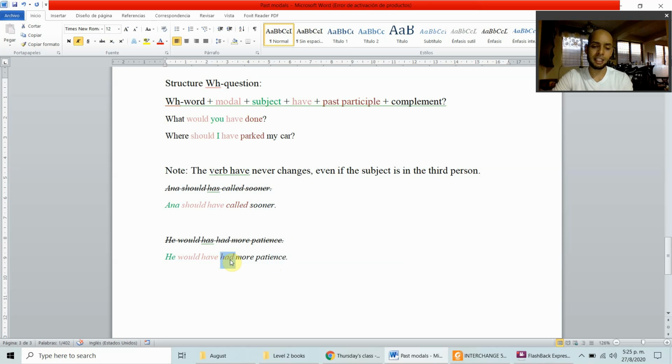And you say had, or the past participle of have. The main verb is have in this case. So the past participle is had. He would have had more patience. Wow. And if this is strange for you, wait until we see the past perfect. Well, that is going to be in the next book.